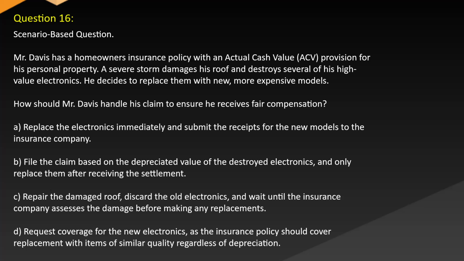A. Replace the electronics immediately and submit the receipts for the new models to the insurance company. B. File the claim based on the depreciated value of the destroyed electronics and only replace them after receiving the settlement. C. Repair the damaged roof, discard the old electronics, and wait until the insurance company assesses the damage before making any replacements. D. Request coverage for the new electronics, as the insurance policy should cover replacement with items of similar quality regardless of depreciation.